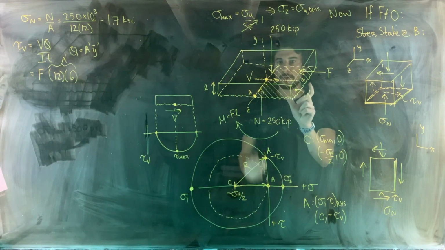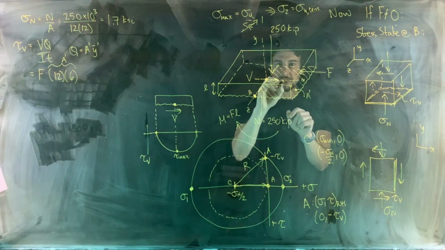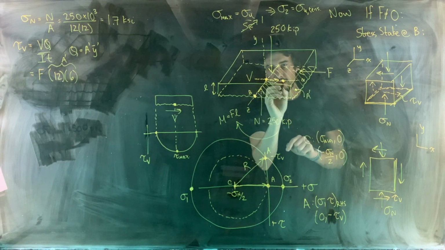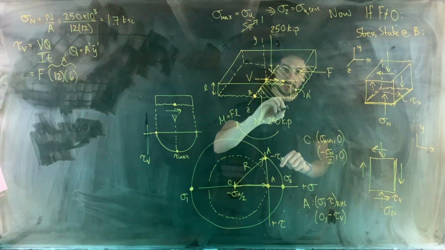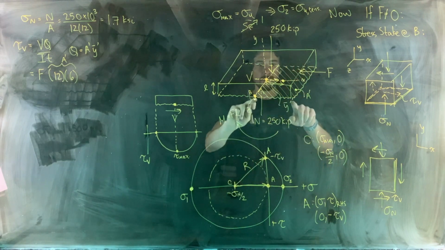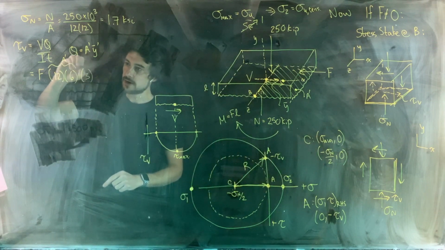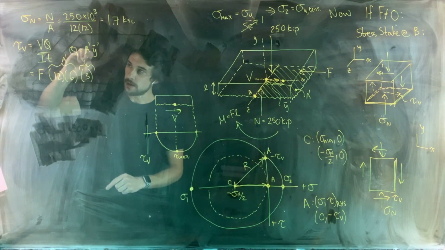And then Y bar prime is the distance between the centroid of A prime and the centroid of the overall cross section. So that's Y bar prime there. So if this is 6 inches, then that's 3 inches. So we've got a 3 there, and that is Y bar prime.